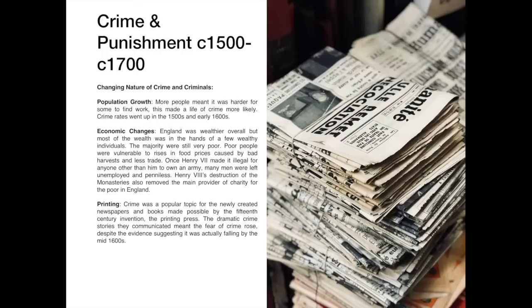Economic changes. England was wealthier overall, but most of the wealth was in the hands of a few wealthy individuals. The majority was still very poor. Poor people were vulnerable to rises in food prices caused by bad harvests and less trade. Once Henry VII made it illegal for anyone other than him to own an army, many men were left unemployed and penniless. Henry VIII's destruction of the monasteries also removed the main provider of charity for the poor in England.